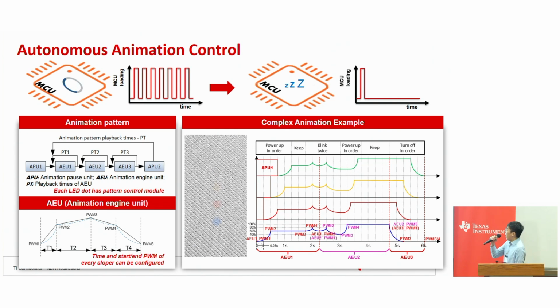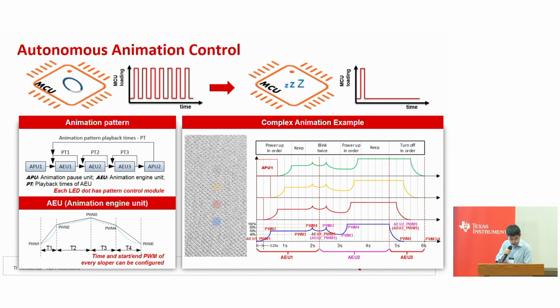For the autonomous animation controls, in the traditional way of toggling the brightness or sending the color mixing data, the MCU is always working on the I2C bus line, sending data to the LED driver. With this new feature in the LED driver IC, we only need an initialization from the MCU, and it can just go into idle mode without any communication with the LED driver. This is essentially done by internal digital circuitry that you can configure by the registers.